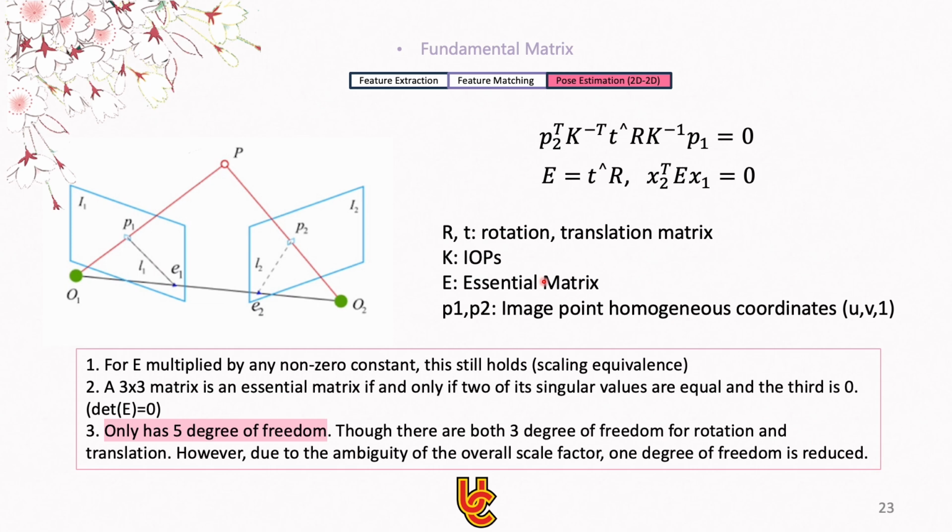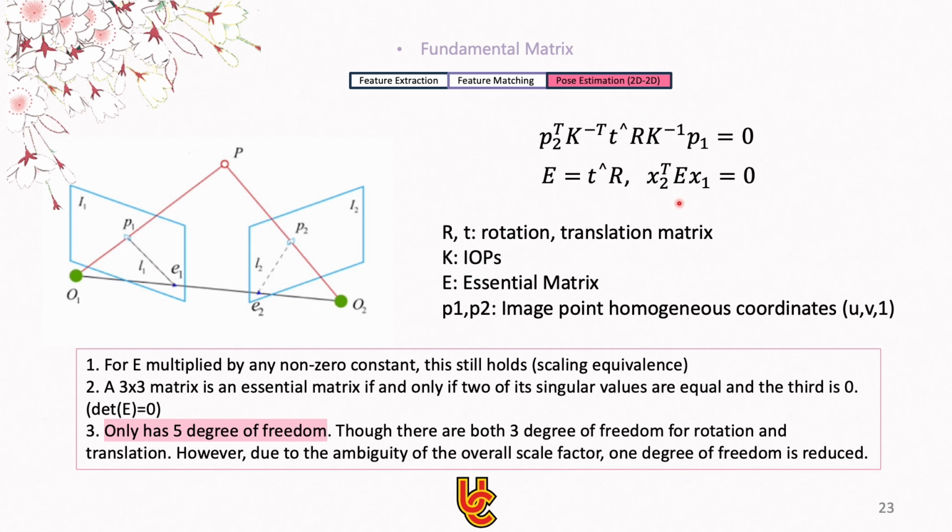And the essential matrix has 3 characteristics. The first is that if you multiply the E by any non-zero constant, it still holds. The second is that a 3 by 3 matrix is an essential matrix if and only if two of its singular values are equal, and the third is 0. The third characteristic is that it only has 5 degrees of freedom, which is very important. There are 3 degrees of freedom for rotation and 3 for translation. However, due to the ambiguity of the overall scale factor, 1 degree of freedom is reduced.